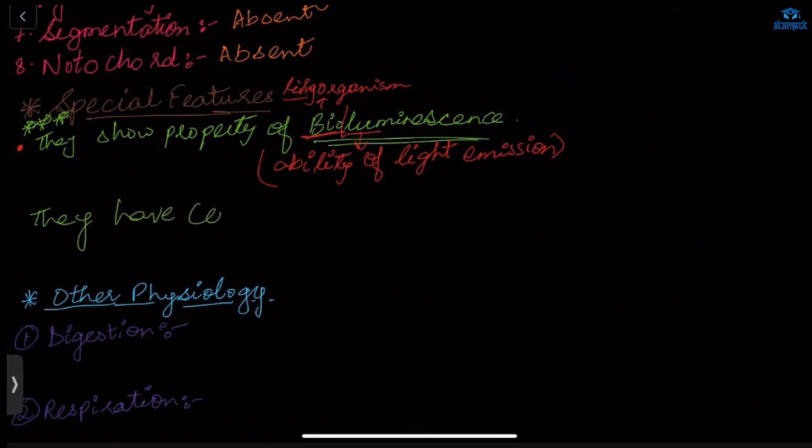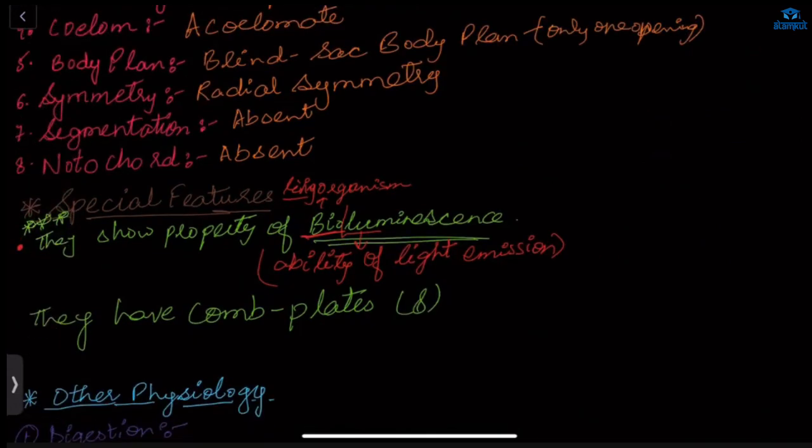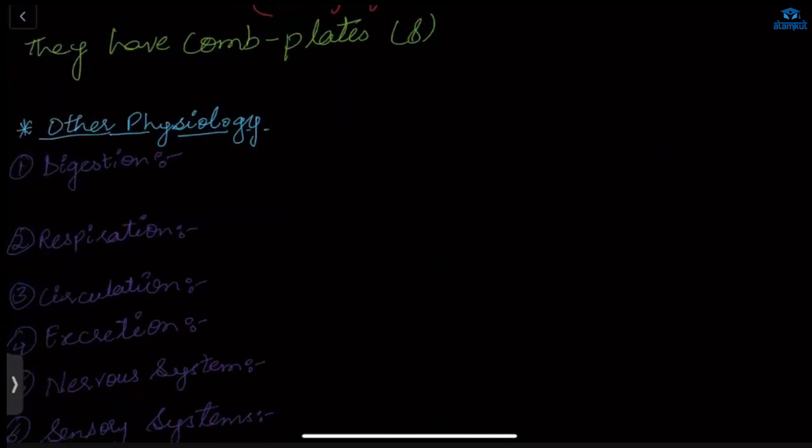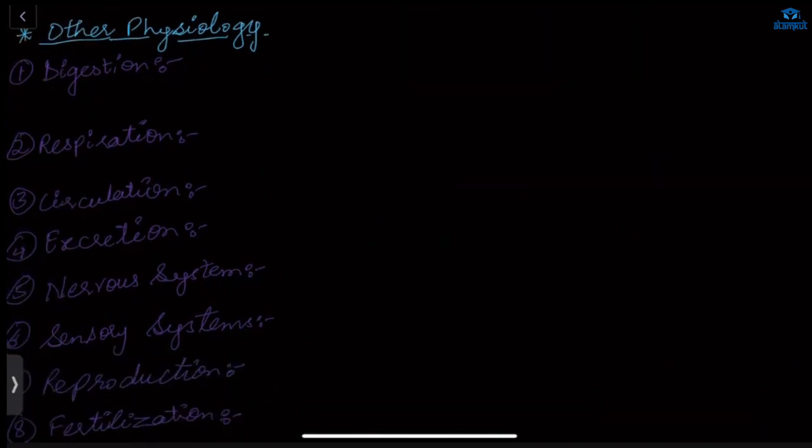Next important feature is that they have comb plates, because no other phylum can be seen having comb plates, and mostly comb plates are in eight numbers, means eight comb plates are mostly seen. So these are special features of this phylum, and this phylum is actually very small, so no need to remember much about it. Now we will come to other physiology, that is digestion, respiration and everything.